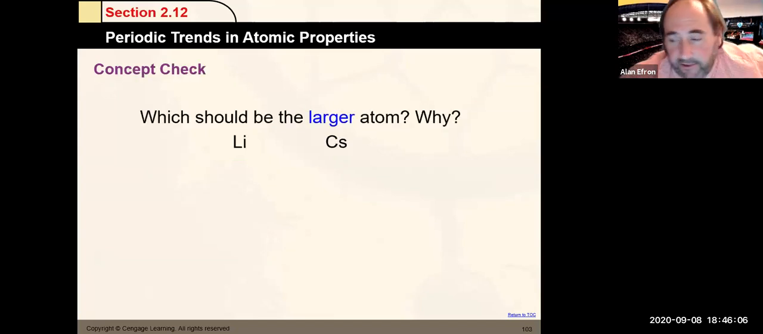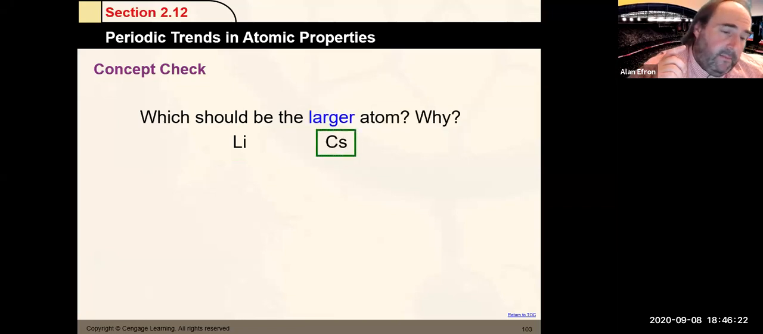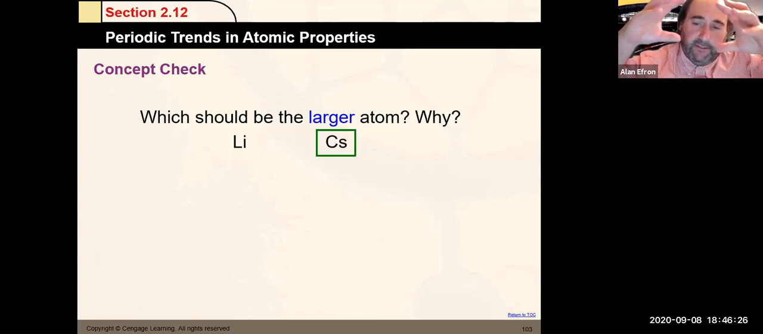Which should be larger, lithium or cesium? So now we've got two again in the same group on the periodic table, and we do have cesium being lower down in the group. So we should expect that cesium would be larger. Again, more protons and more importantly, more electrons. So we've got to put those electrons somewhere, right? We have more people, got to space them out somewhere.